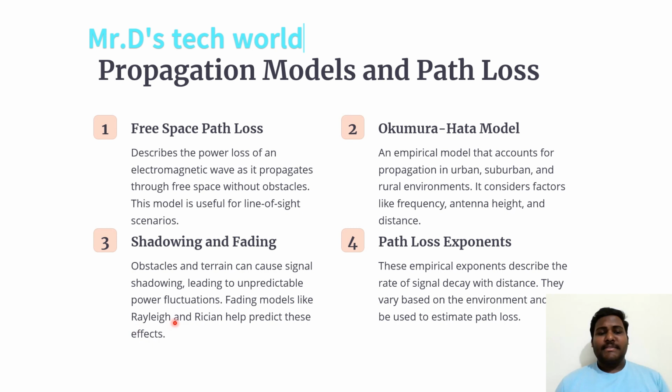Fading models like Rayleigh help in predicting this effect. Means the two devices which are already installed on the antenna help in predicting the obstacles or the terrain causes that may cause this shutdown of signals or the power fluctuations. Coming to the path loss exponents, these are empirical exponents describing the rate of signal decline with distance. They vary based on the environment and are used to estimate path loss.